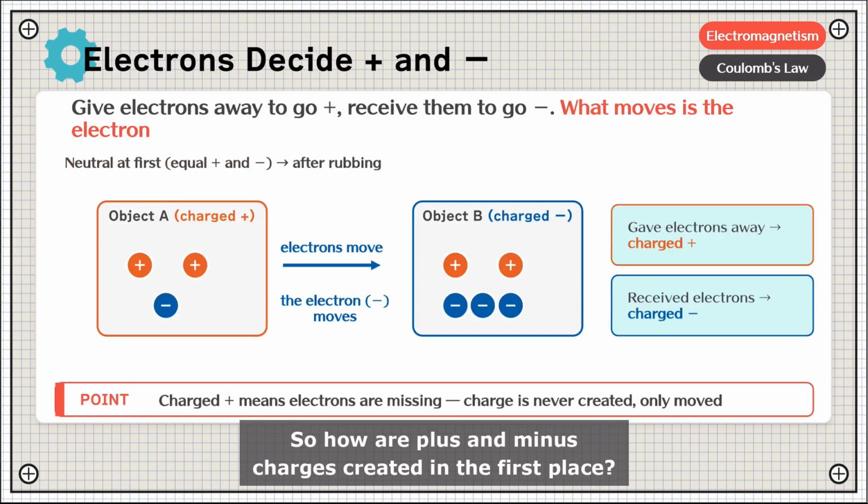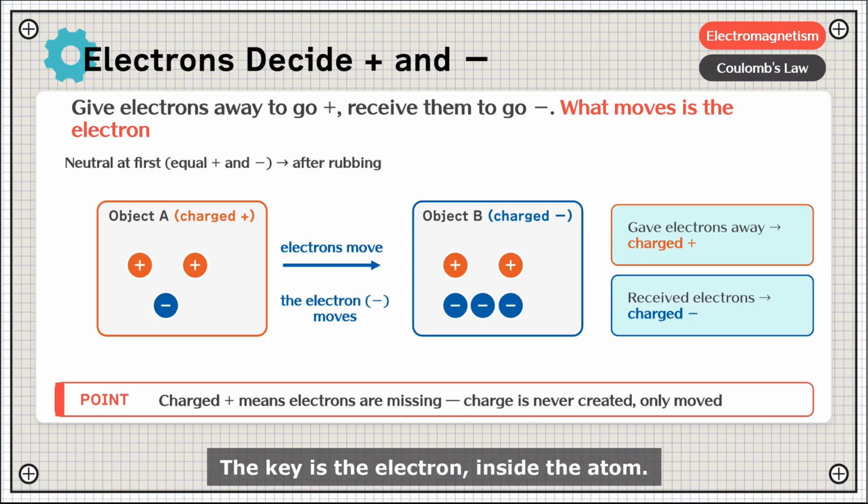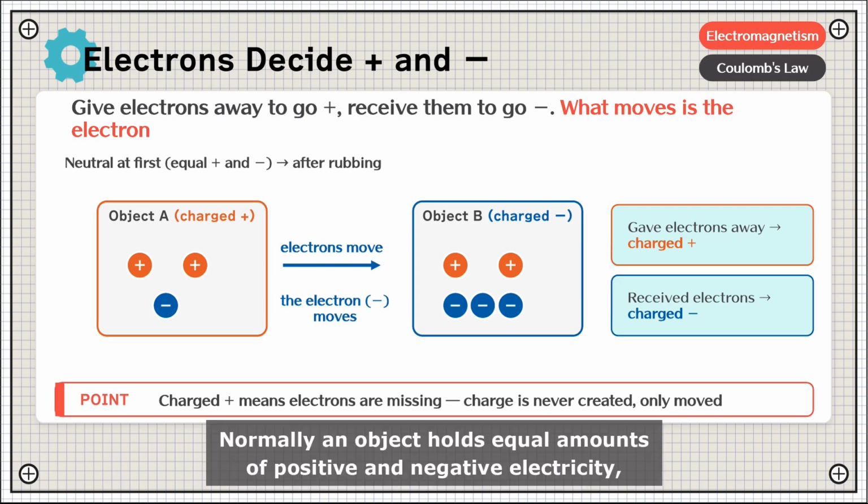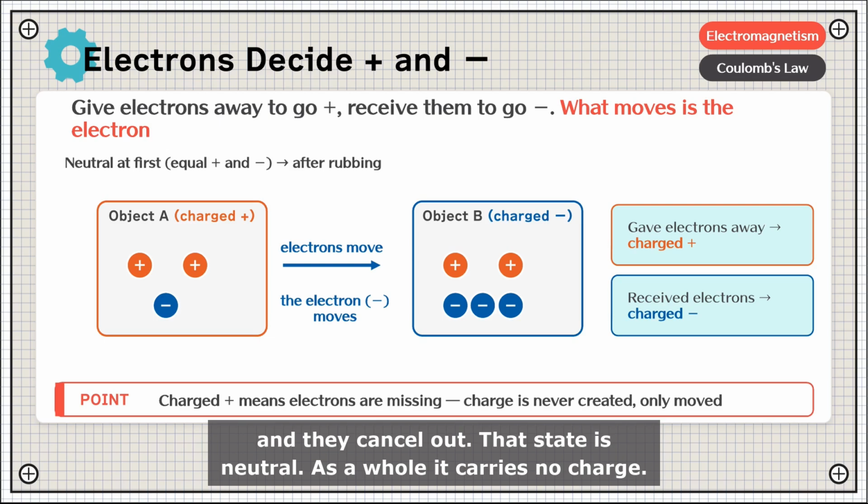So how are plus and minus charges created in the first place? The key is the electron inside the atom. An electron is a very light, very mobile particle carrying negative electricity. Normally, an object holds equal amounts of positive and negative electricity, and they cancel out. That state is neutral. As a whole, it carries no charge.